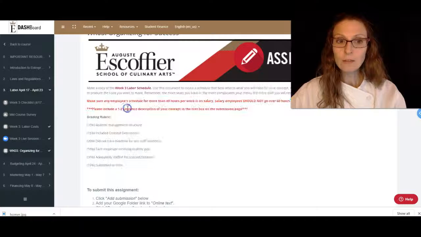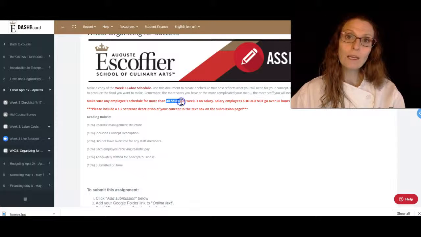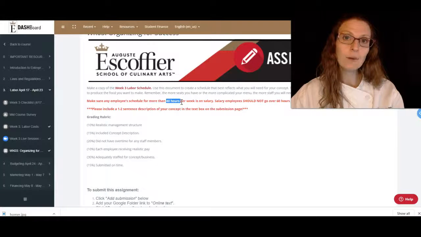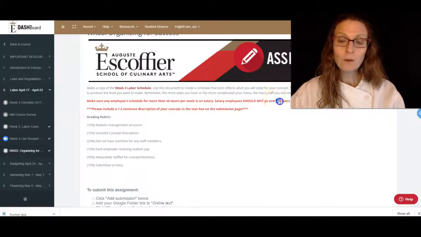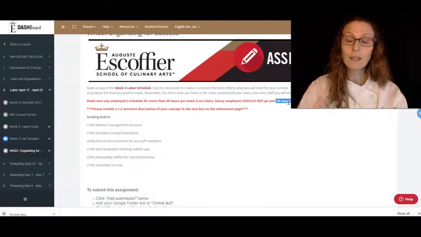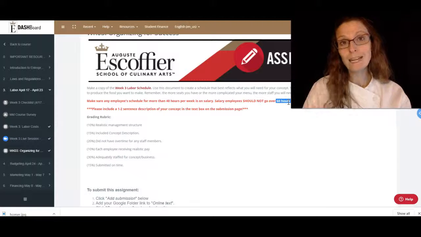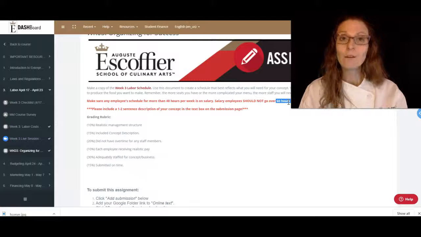Also be certain to read all of this information, because your hourly employees are not allowed to go over 40 hours per week, because you do not want to be paying them overtime. And we do not want your salary employees going over 60 hours per week. Remember, you also need to give them days off. Give them 2 days off.